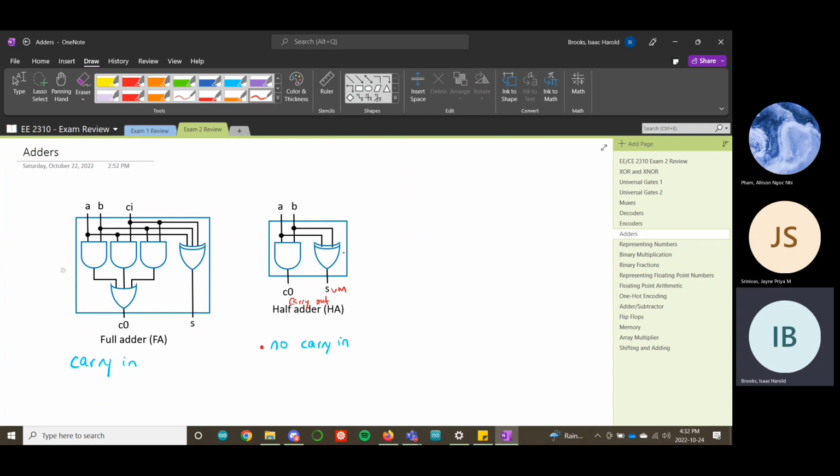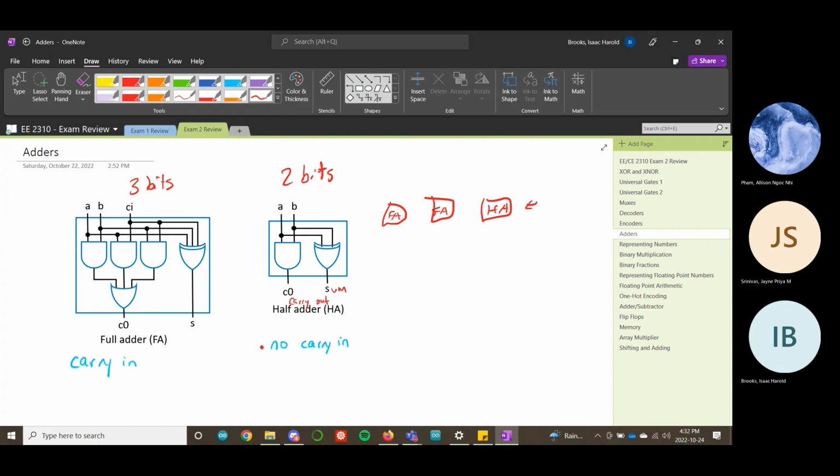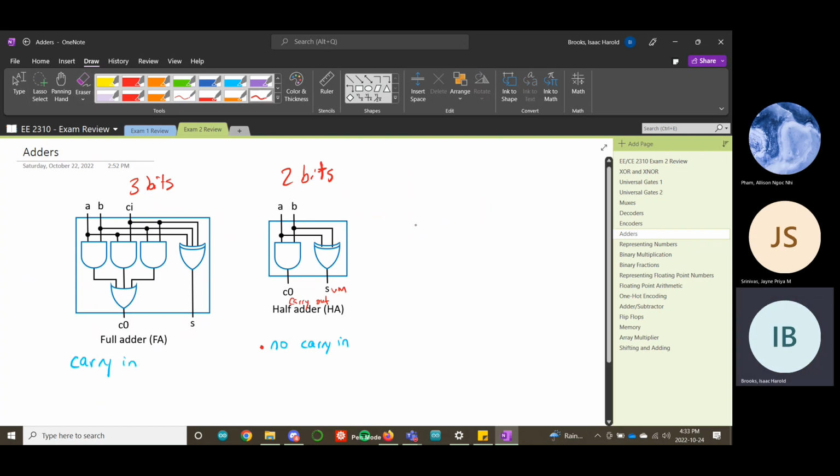This one's pretty easy to understand because it doesn't worry about being chained together, since there's no carry in input. But the full adder does have a carry in. So this is adding 3 bits together, whereas this one is adding 2 bits. If you had a ripple adder, the first one might be a half adder because there's no carry in, but then the other ones will need to be full adders. We'll show an example of that later. There are a couple of larger adder chains that you're going to need to know about.